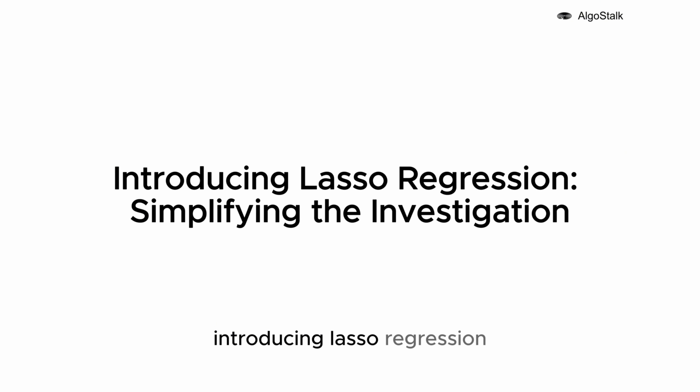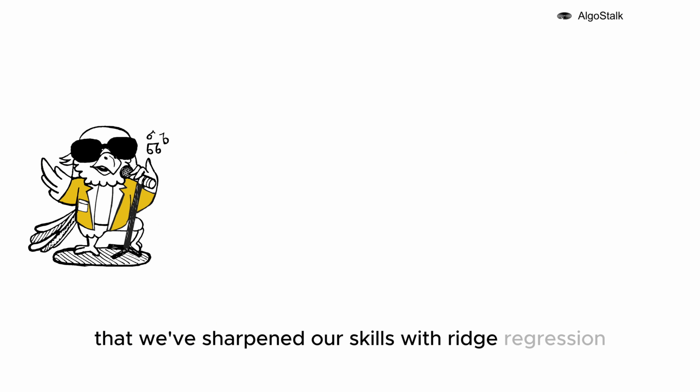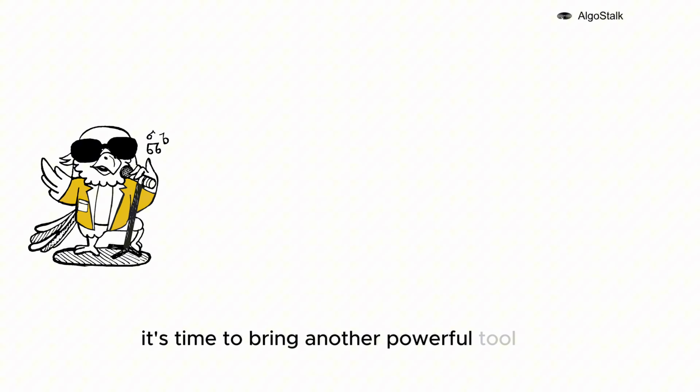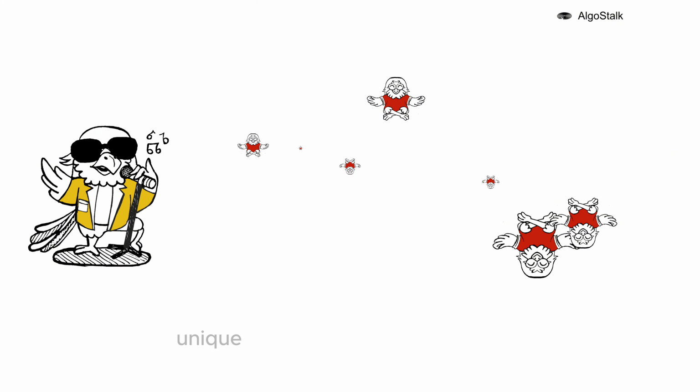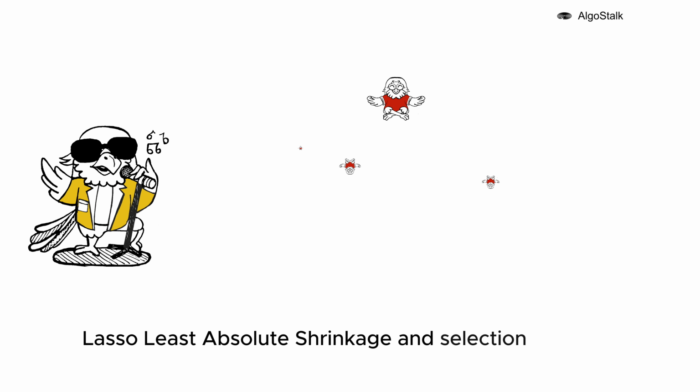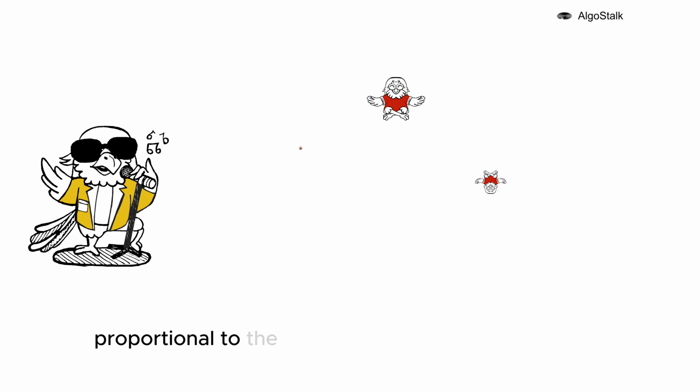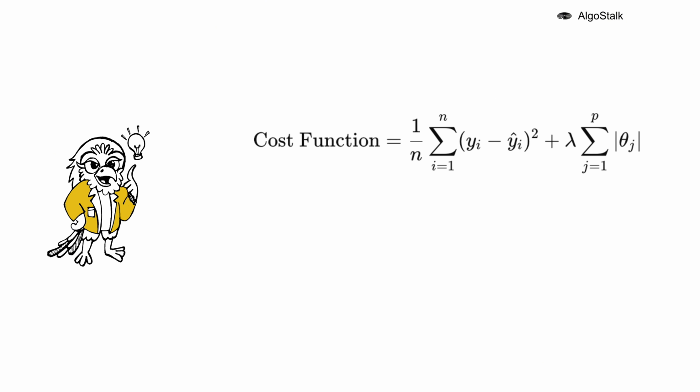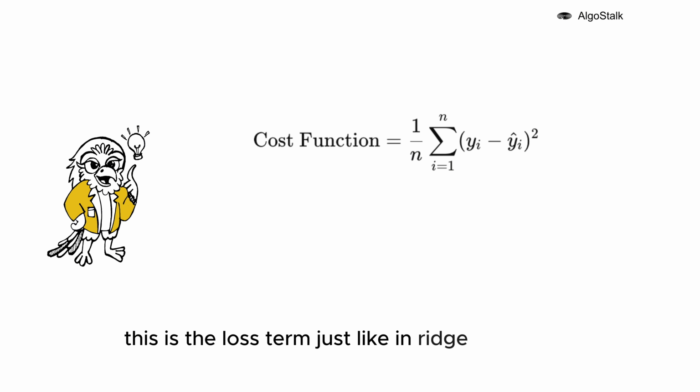Introducing Lasso Regression, simplifying the investigation. Now that we've sharpened our skills with ridge regression, it's time to bring another powerful tool into the investigation: Lasso Regression. This technique has a unique way of tackling the suspects, allowing us to streamline our focus. Lasso, least absolute shrinkage and selection operator, adds a penalty proportional to the absolute value of the coefficients, shrinking some to 0. This makes it ideal for automatic feature selection. The cost function for Lasso regression. This is the loss term, just like in ridge regression.